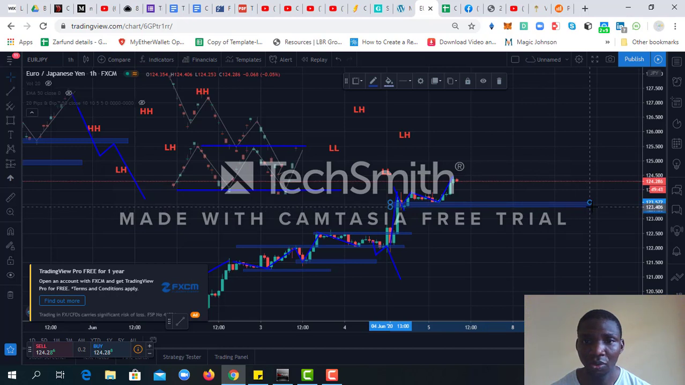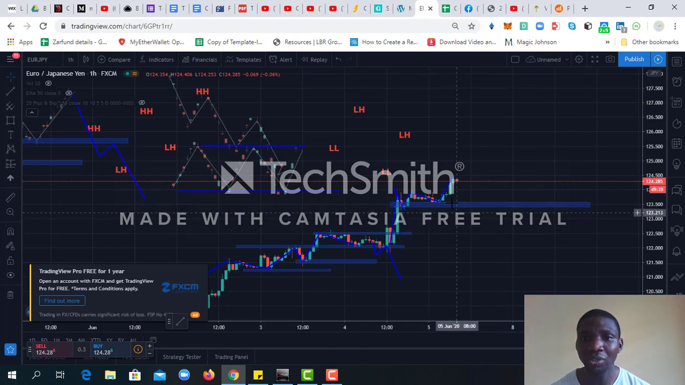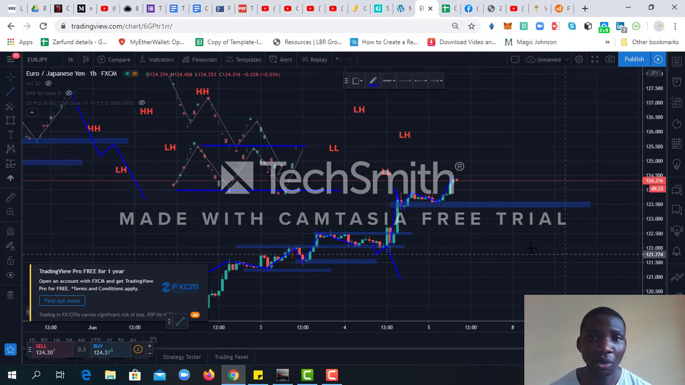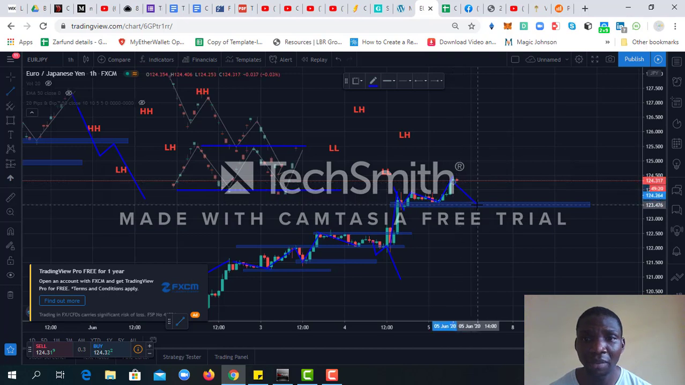All right. So as long as we do not see a break below this light blue strip, there is no point for selling, right, guys? There is no point. In fact, when price comes to this point, what you're looking for is going to be a buy. So we are not looking for a sell here, guys.